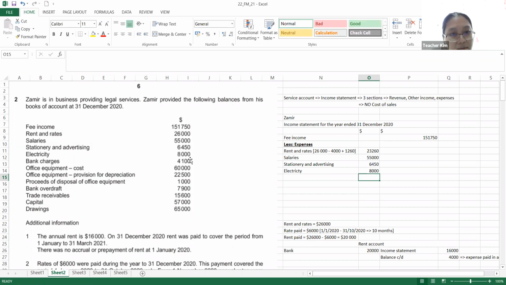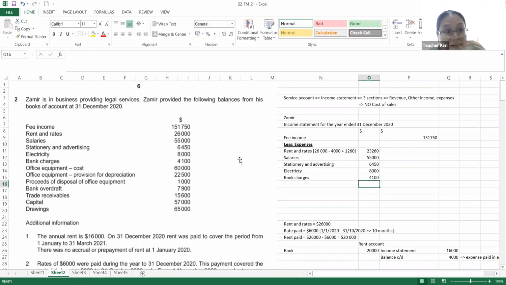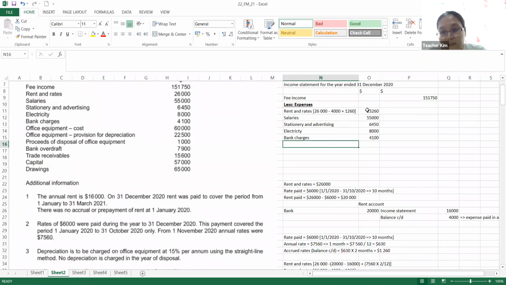Okay, what else that we have? Okay, bank charge. Bank charge. 4100. And what else that we have? Okay, no more in here. Now is our depreciation. Depreciation of office equipment.